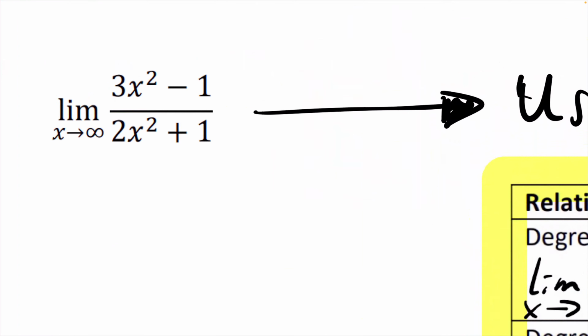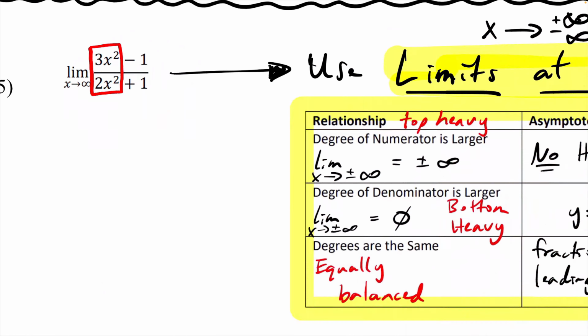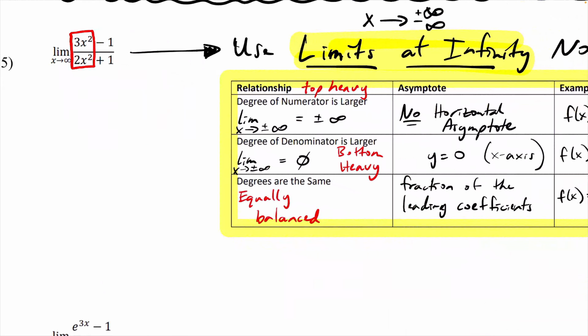The powers match, right? They're both polynomials, they both have powers, and the powers match. The biggest power, right? We don't care about anything other than the degrees. The degrees are the biggest power, so this guy here. The +1 and the -1 are meaningless when we're doing this. If it's equally distributed, we just consider the big powers. So it's a fraction of the leading coefficients. Well, the leading coefficients here are 3 and 2, right? So a fraction of those would be 3/2.